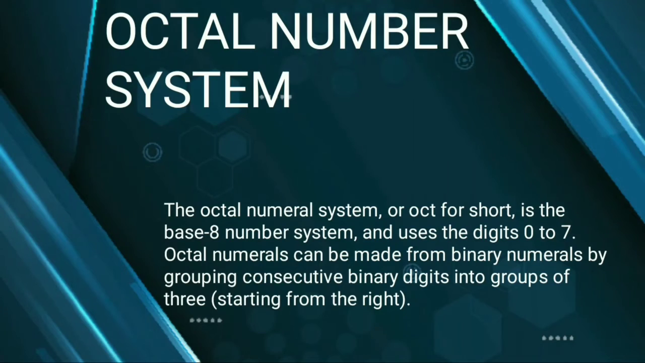Now the octal system. The octal system has a base of 8, meaning 8 unique symbols, that is 0, 1, 2, 3, 4, 5, 6, 7, where each octal digit has its own value and weight expressed as a power of 8.